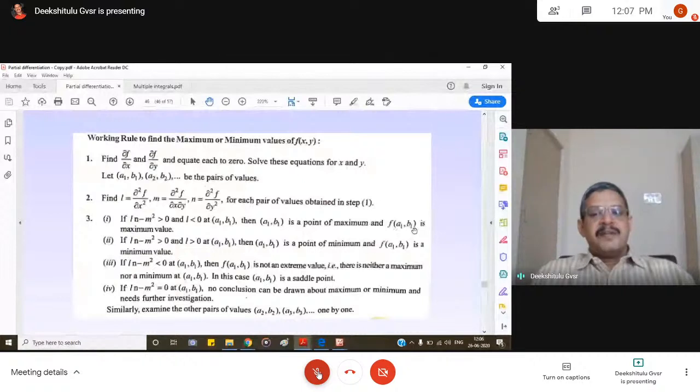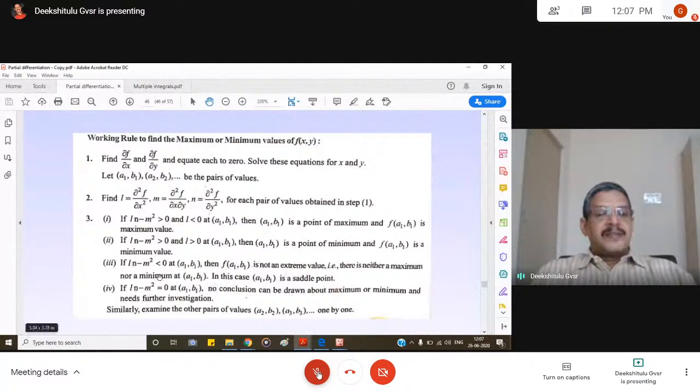If Ln minus M square is less than 0 at A1, B1, then F of A1, B1 is not an extreme value. There is neither maximum nor minimum value at A1, B1. In this case, A1, B1 is called a saddle point.